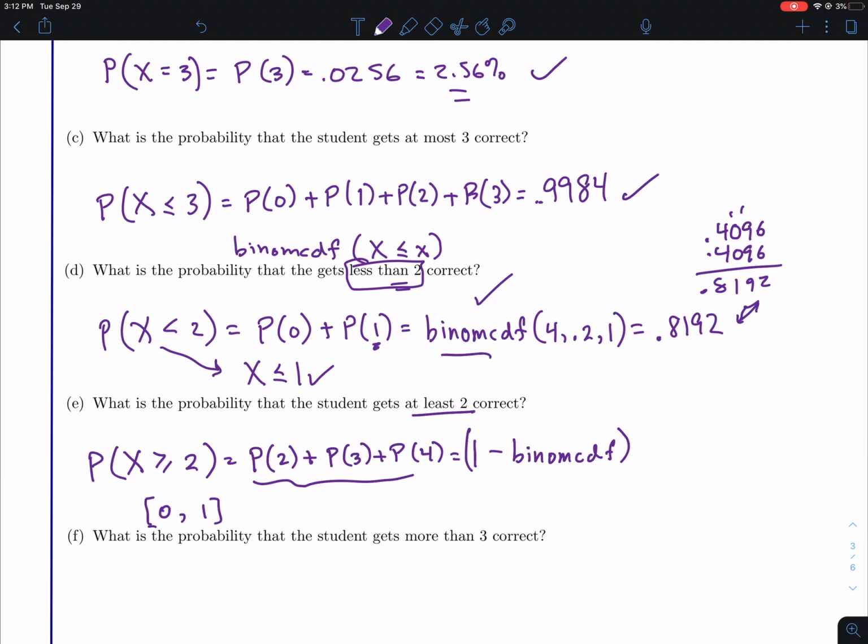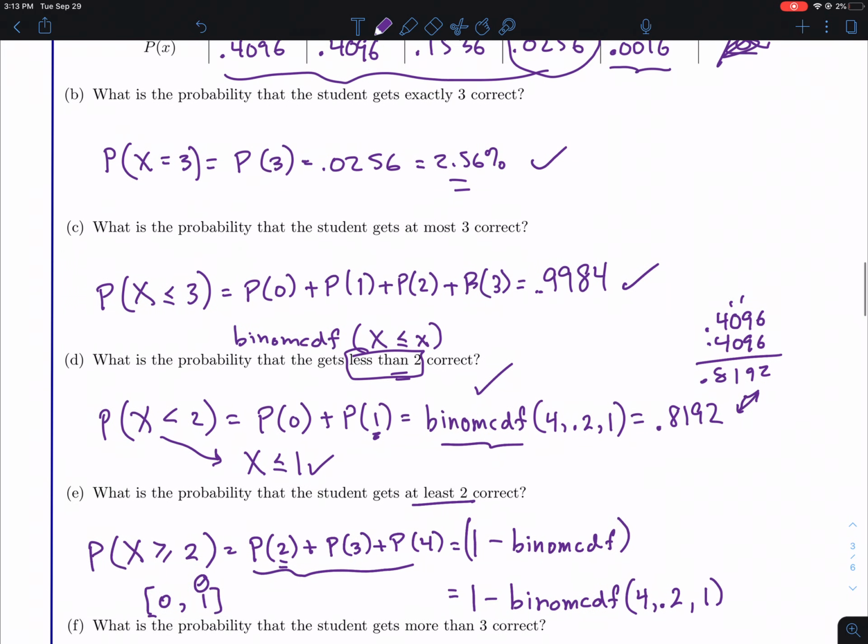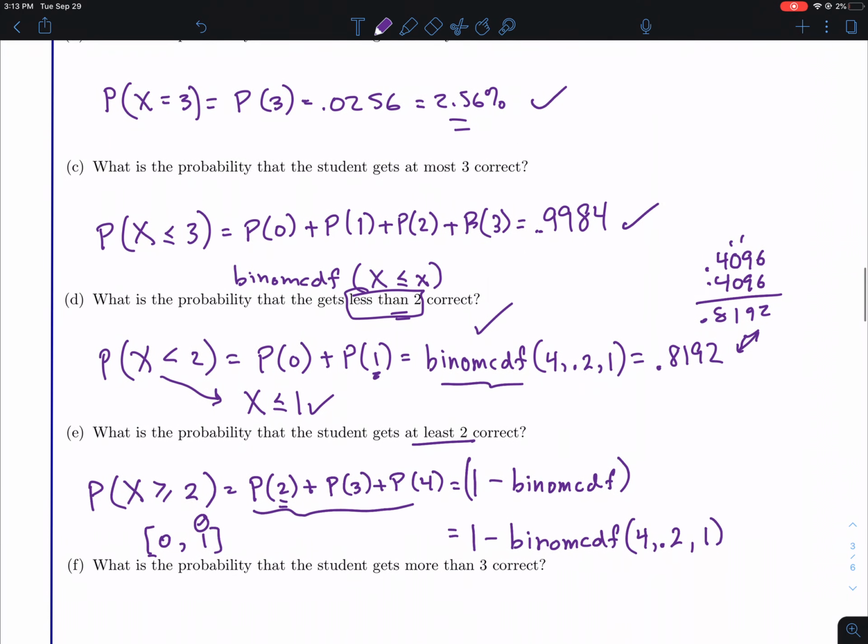So what I want to do is kind of what I did above. I want to end with 1 in this case. So I can write this as 1 minus binomial CDF 4 comma 0.2. And again, I don't want to go up to 2 because I want 2 to be included in my answer. So I want to end at 1 because remember I'm adding up to that value. And whatever I get from there should be the same thing as adding P of 2 plus P of 3 plus P of 4.